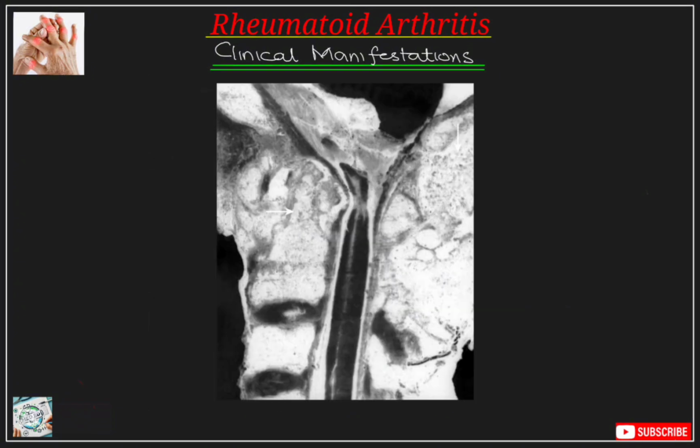For example, in this pathological specimen from a patient who died of C1-C2 subluxation, you can see that the odontoid process, which is the bony projection of C2, has subluxed posteriorly, severely compressing and almost severing the spinal cord. This highlights why early recognition and management of cervical spine involvement in rheumatoid arthritis is so important.